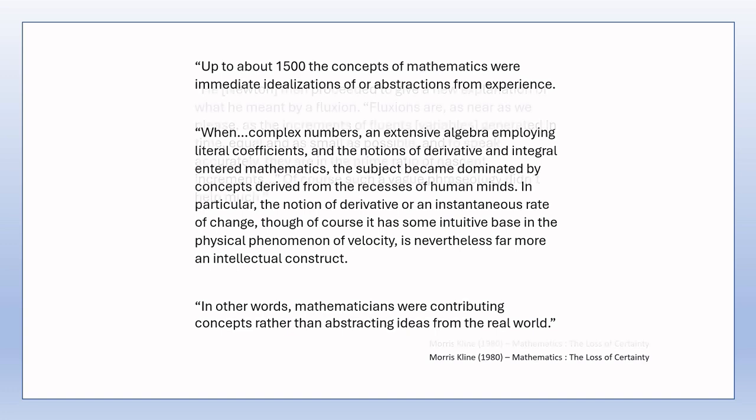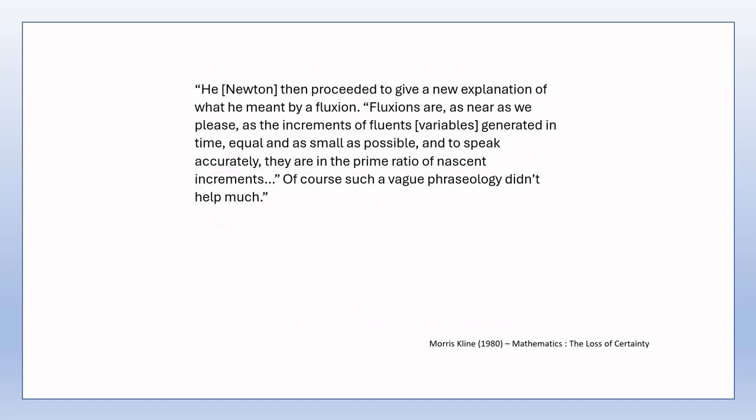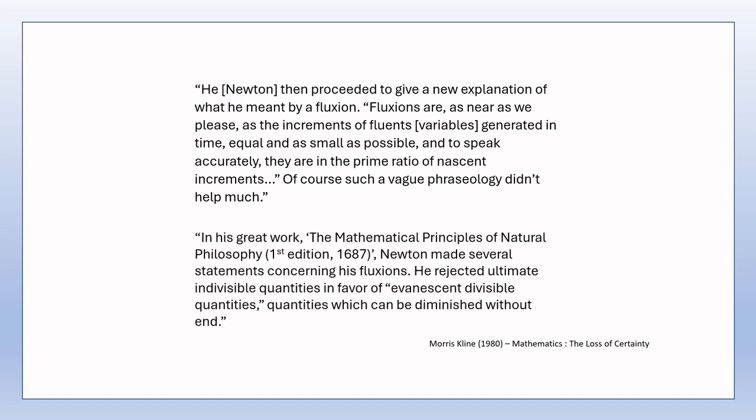We also read in Kline regarding Newton. He, Newton, then proceeded to give a new explanation of what he meant by a fluxion. Fluxions are, as near as we please, as the increments of fluents, variables generated in time, equal and as small as possible. And to speak accurately, they are in the prime ratio of nascent increments. Of course, such a vague phraseology didn't help much. And, in his great work, The Mathematical Principles of Natural Philosophy of 1687, Newton made several statements concerning his fluxions. He rejected ultimate indivisible quantities in favour of evanescent divisible quantities, quantities which can be diminished without end.